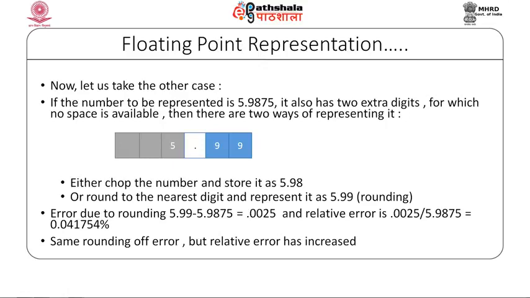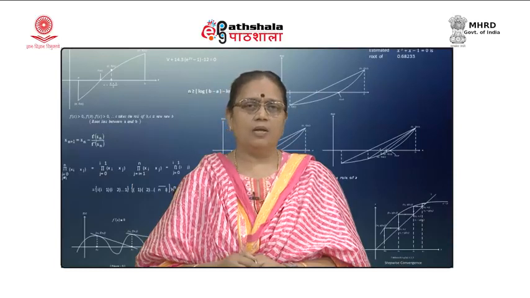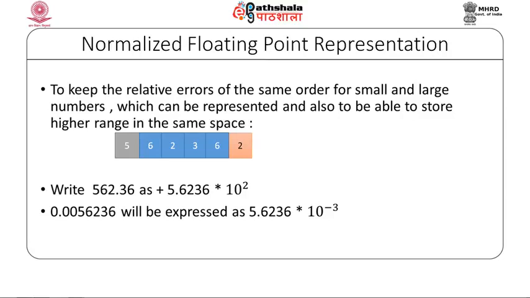Similarly, let us take another number, 5.995, and if we represent this by rounding as 5.9875, the absolute error will be 0.0025 and the relative error is 0.041754%. The point to be noted here is that the number was small, the absolute error was small, but the relative error has increased to a great extent.